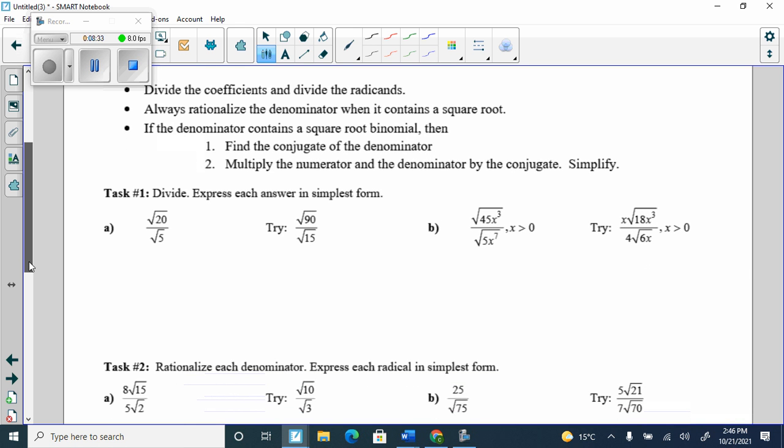So say we have square root 20 over square root 5. You were taught this in grade 10.